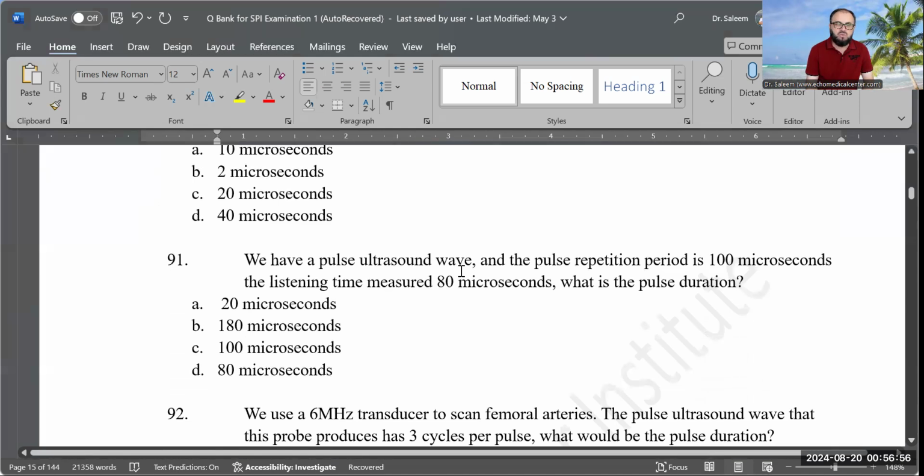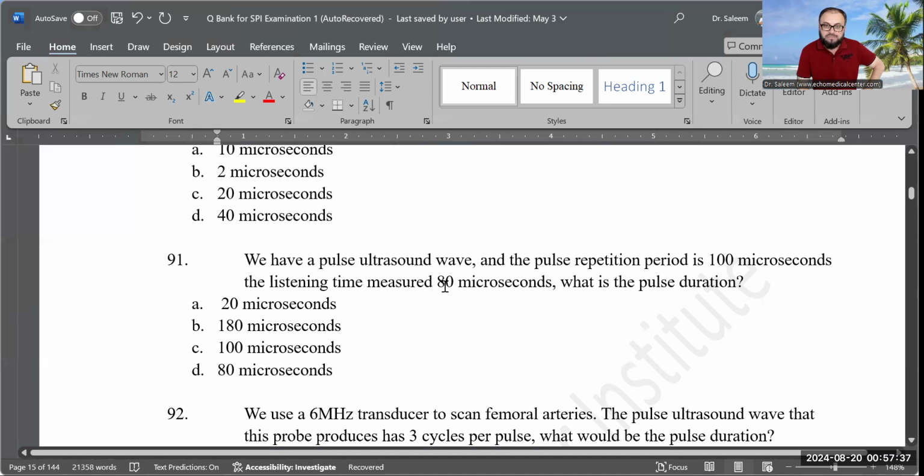We have a pulse ultrasound wave, and the pulse repetition period, or PRP, is 100 microseconds, and the listening time measures 80 microseconds. What will be the pulse duration? The answers are 20 microseconds, 80 microseconds, 100 microseconds, or 80 microseconds. What do you think? Now it's telling you that we have a pulse wave ultrasound and the pulse repetition period, PRP, from the beginning of the pulse to the beginning of the next pulse, is 100 microseconds. And only 80 microseconds is the listening time, LT.